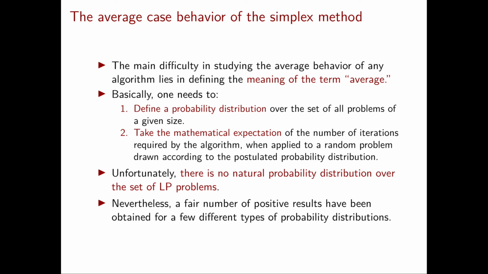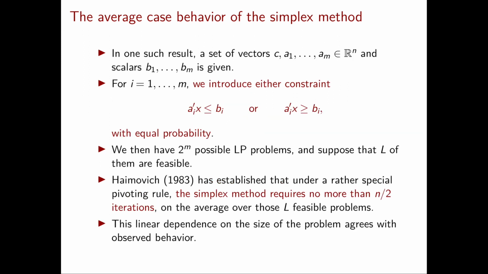One of the key difficulties here is that there is no natural probability distribution over the set of linear programming problems. This means that several researchers came up with different probability distributions and obtained average case behavior results based on those probability distributions. While these results are extremely interesting, it is still unclear which probability distribution makes more sense to consider. In this last slide, I want to briefly discuss one of these results, just to give you an idea of how results of this type look.